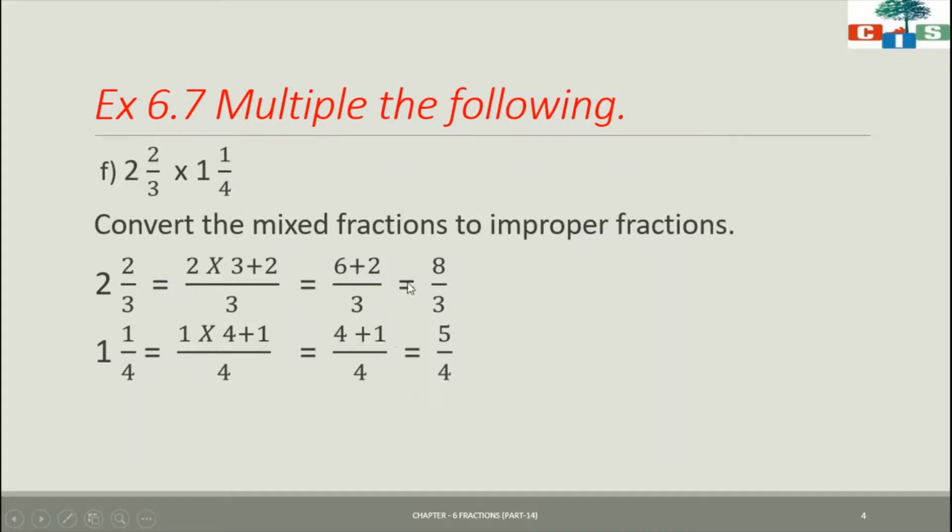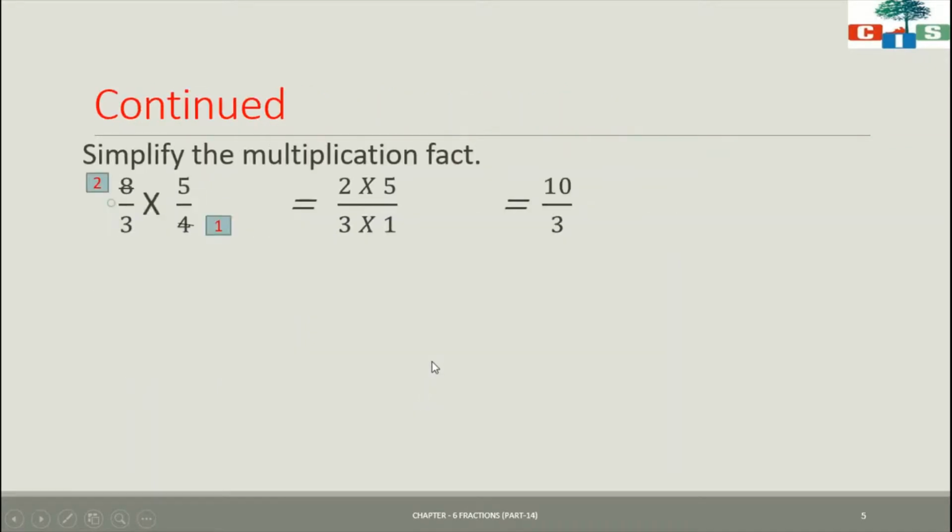We have to add the product with the numerator. So 4 plus 1 is 5 by 4. So scholars, here we have converted the mixed fractions to improper fractions. Now we will simplify these fractions with the multiplication fact. So here we go with the second step, where we will simplify the fractions with the multiplication fact.